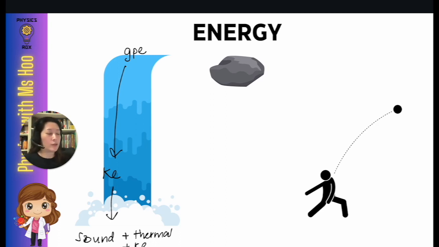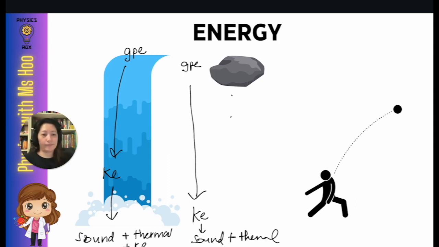Similarly, when you drop a stone, at the top it has gravitational potential energy. As it falls, it will be converted to kinetic energy, and when it strikes the ground, if it just comes to a stop, it could be converted to sound and thermal energy. If you were throwing an object up, at the bottom is when it has the most kinetic energy, and this would then be converted to gravitational potential energy.